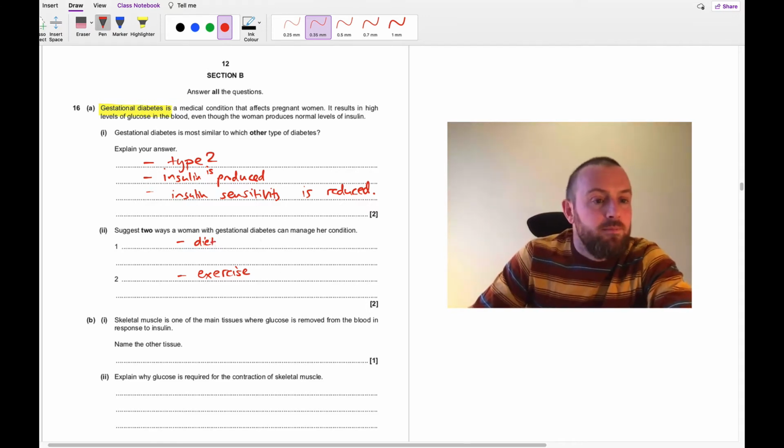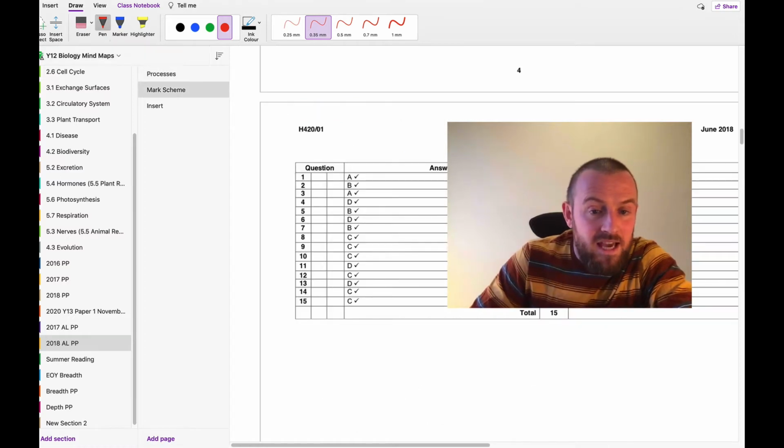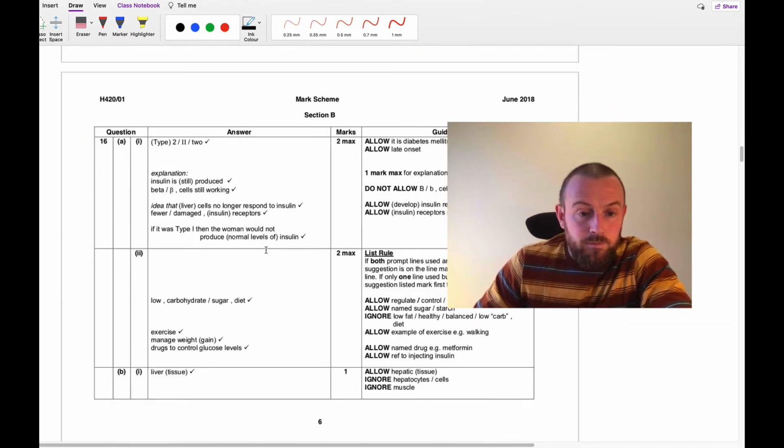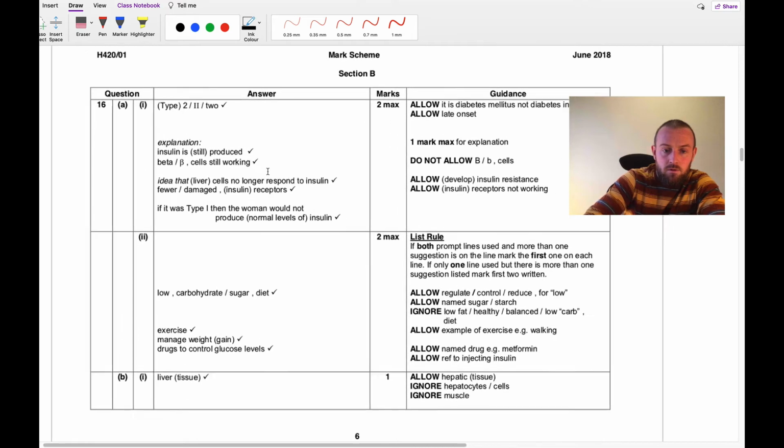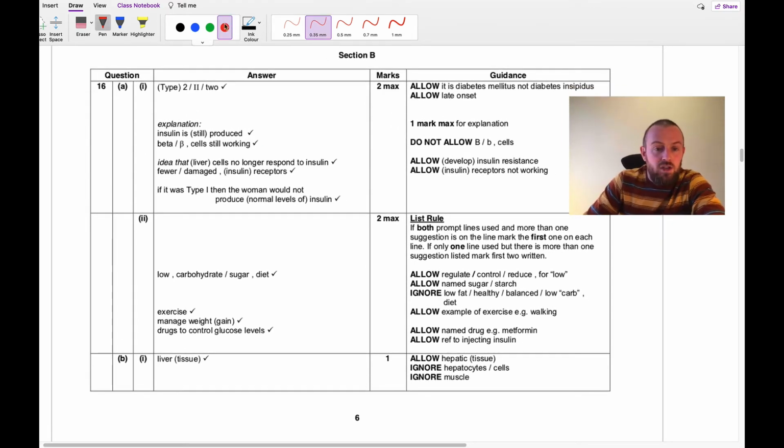Let's look at the mark scheme and see what they say. So for the first question there, type 2 gets you 1 mark. Just pinch in on this, zoom in. And then the explanation, insulin is still produced. You could have said beta cells still working. Some idea that there's less responsiveness or less sensitivity to insulin.